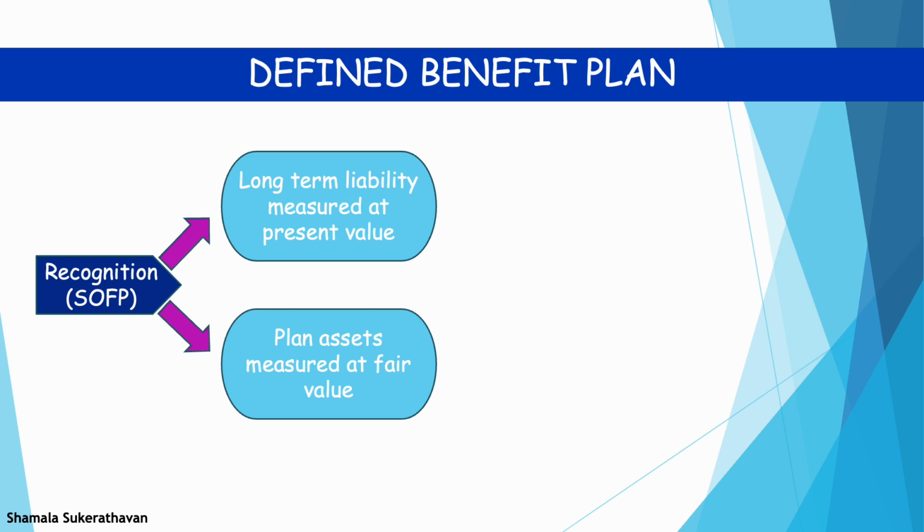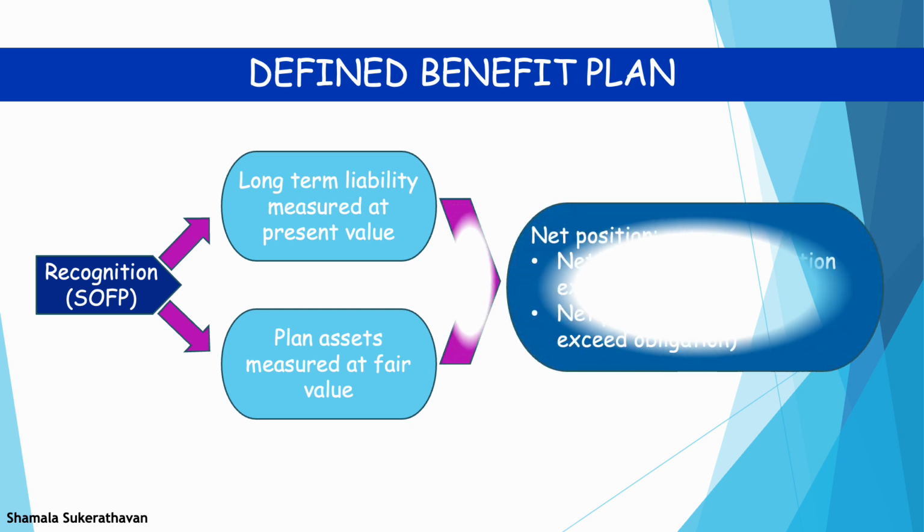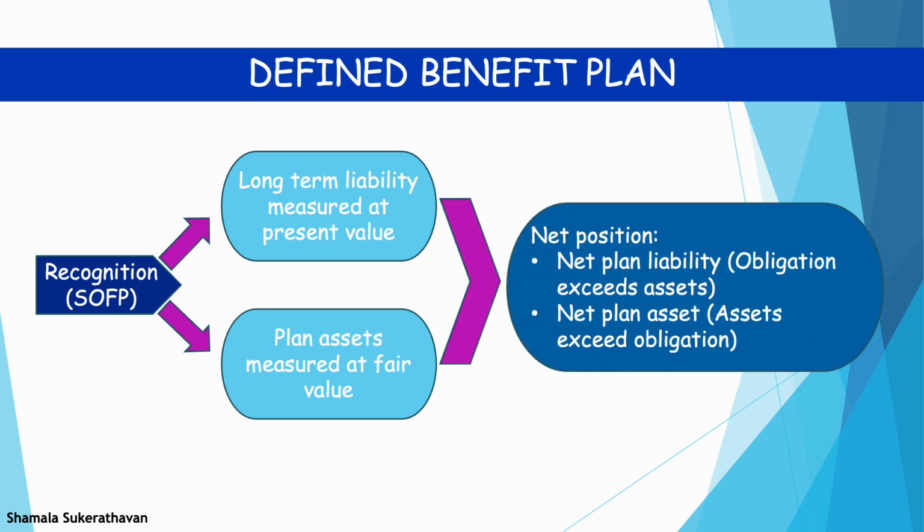The entity shall offset its pension obligation and its plan asset and present a net position in the statement of financial position. If the obligation exceeds the asset, the entity shall present a deficit as a net plan liability in the statement of financial position. This is the usual situation in a defined benefit plan. However, it is possible for plan assets to exceed the obligation, and in such a case, the surplus shall be presented as net plan asset in the statement of financial position.